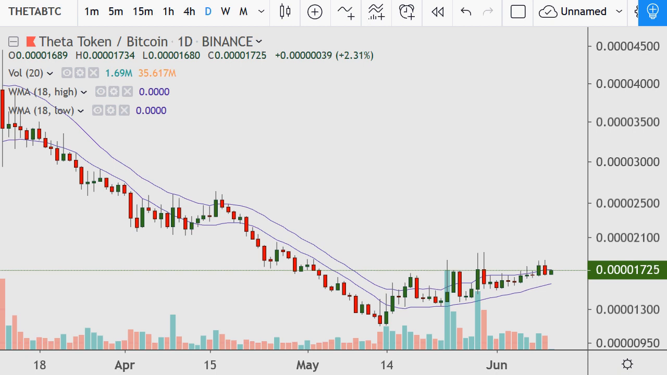And if I can get data of kick ass proportions, I can have a lot of fun with it. And I've got some kick ass data. We're looking at the Theta chart on the daily time frame.